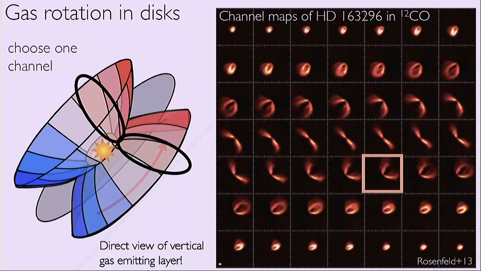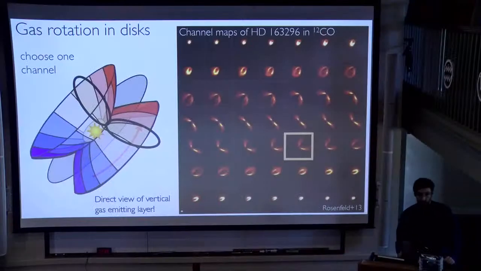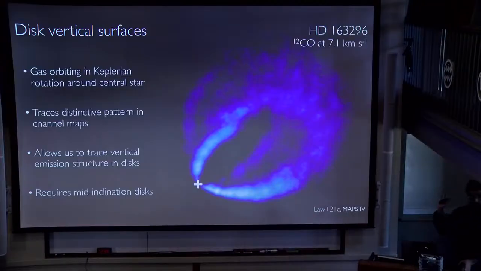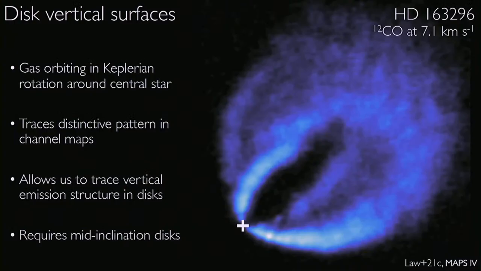And so this was data from a few years ago. So let's jump ahead to what we have here: one particular channel of the same disk, HD 163296. It's at 7.1 kilometers per second, and the central star would be somewhere right here. But the nice part about this is that now we can very, very clearly see where the line is coming from vertically. So I'll just draw this on for you.